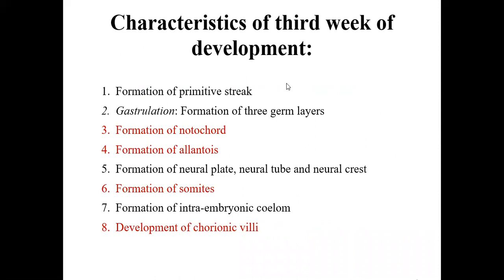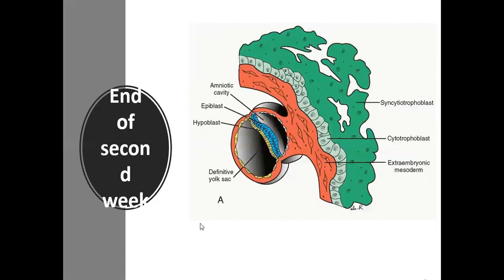So the characteristics of the third week of development are firstly the formation of primitive streak, then the gastrulation, that is the formation of the 3 germ layers, ectoderm, endoderm, and mesoderm, then the formation of notochord, formation of allantois, the formation of neural plate, neural tube, and the neural crest cells, formation of somites, formation of intra-embryonic coelom, and the development of the chorionic villi. So we'll be studying this topic under our 8 headings only.